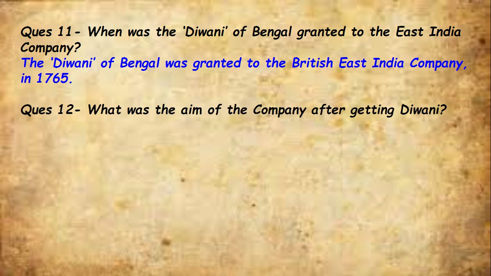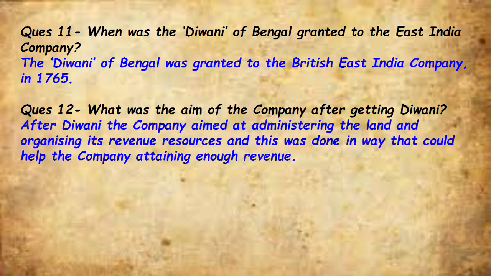Now, question number 12. What was the aim of the company after getting Diwani? The Diwani rights the company had been offered. So, what was the aim of the company? The answer is, after Diwani, the company aimed at administering the land and organizing its revenue resources, and this was done in a way that could help the company attain enough revenue.